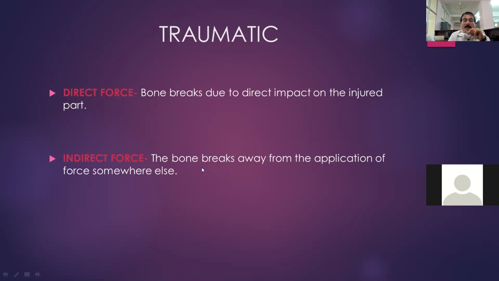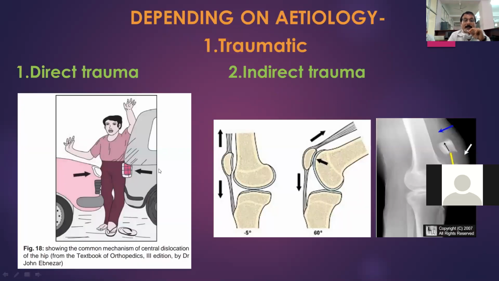On the other hand, it may happen that the impact of the force travels through some other medium, and that may lead to indirect trauma. One is called direct, another is called indirect. This is an example of direct trauma, where the person is hit by a vehicle, which may lead to a fracture here somewhere because of direct trauma.